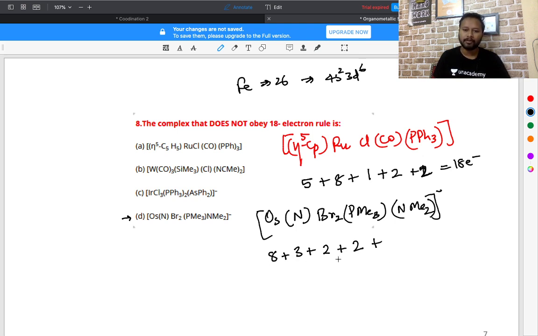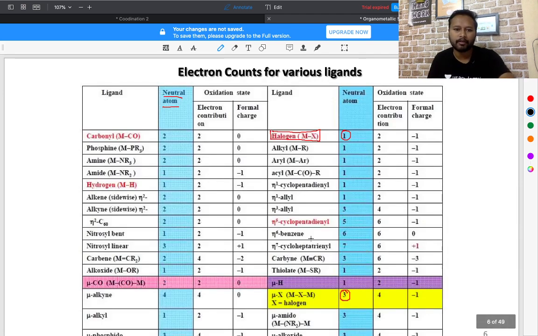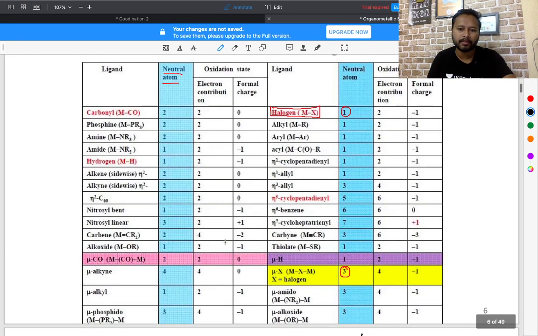One negative charge is also there, right? So you will be getting 2 electrons from here. NMe2 will give you 2 electrons plus 1 from the negative charge. So overall you will have 15 plus 3, so it's an 18 electron species. Again, it's an 18 electron species. We'll just check how many electrons NMe2 gives you.